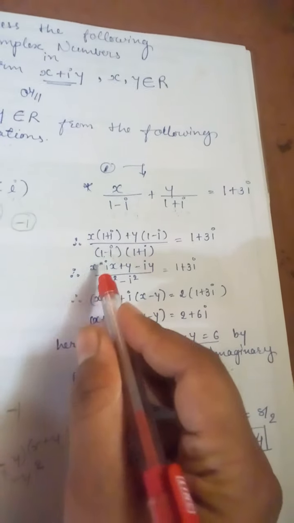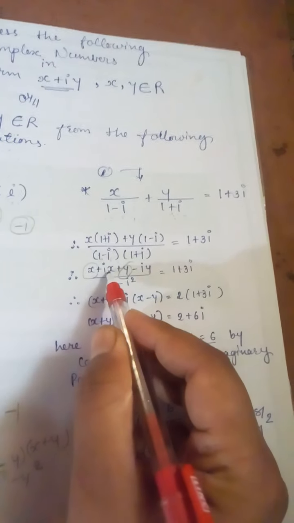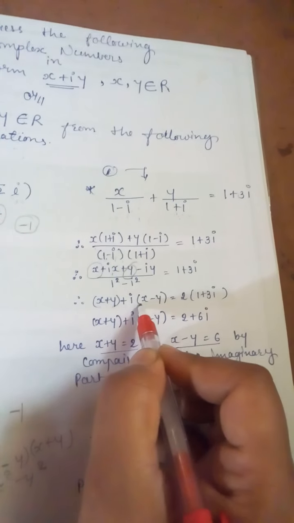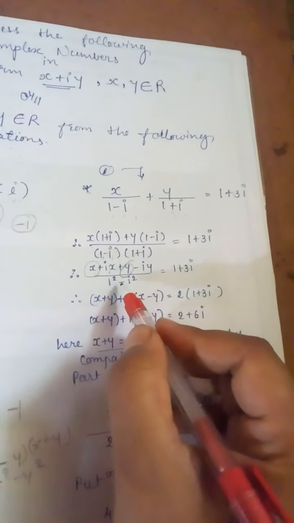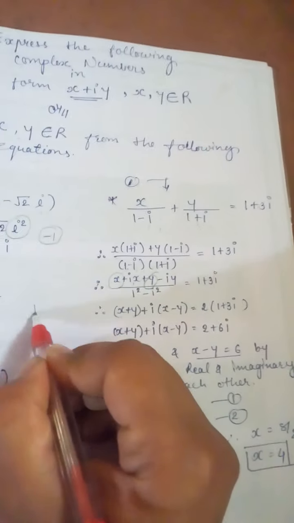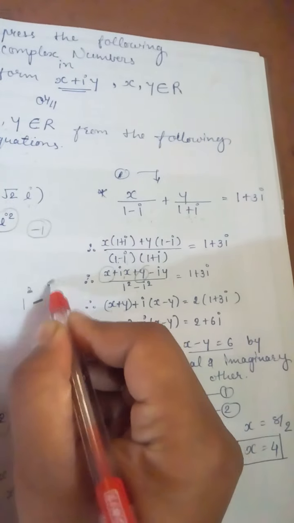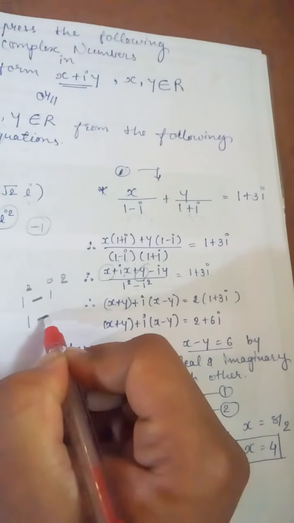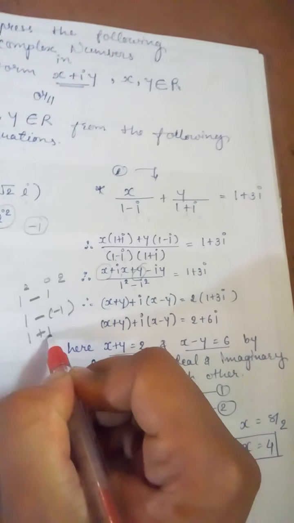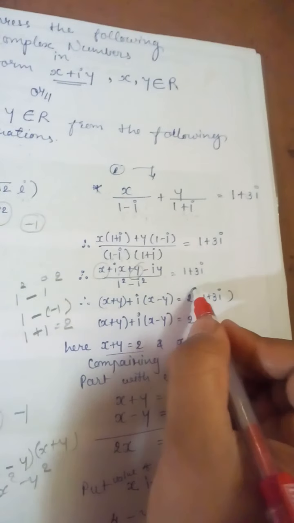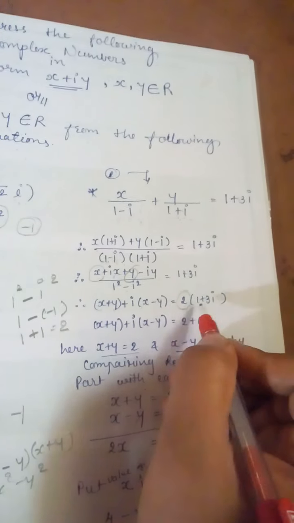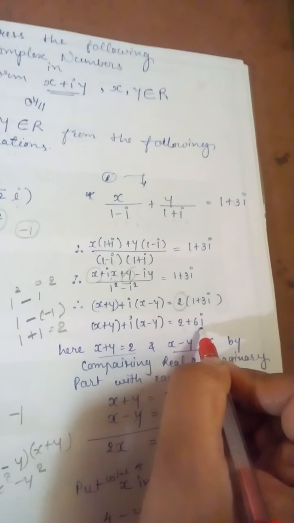The multiplication of this will result in x plus y, since the two real parts will be added and the two imaginary parts will be separately added: x plus y plus i into x minus y. This will equal 2, why? Because 1 square minus i square gives 1 minus minus 1, which is 1 plus 1, so it will become 2. So this 2 is multiplied: 2 into 1 plus 3i gives 2 plus 6i.